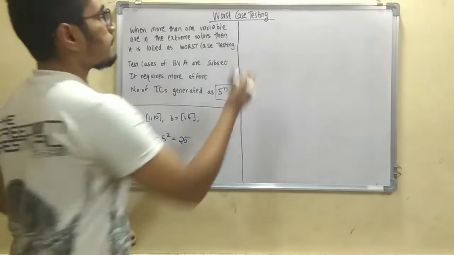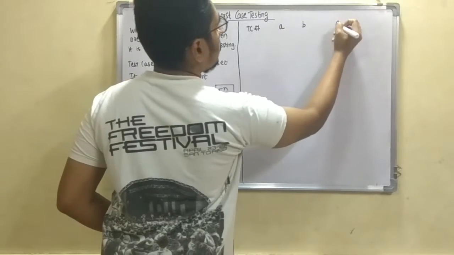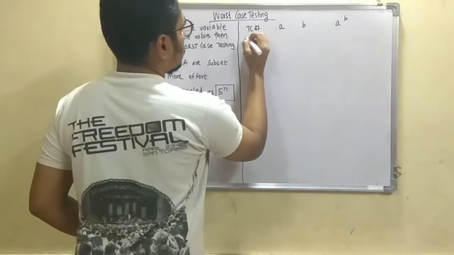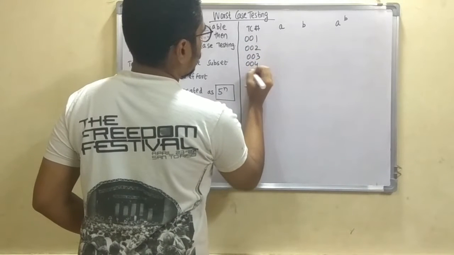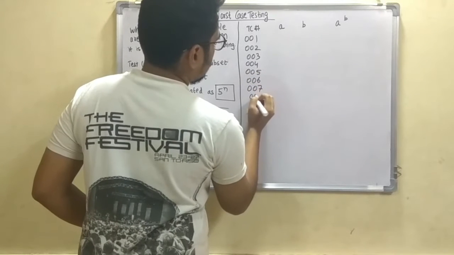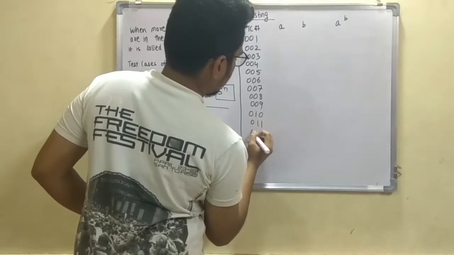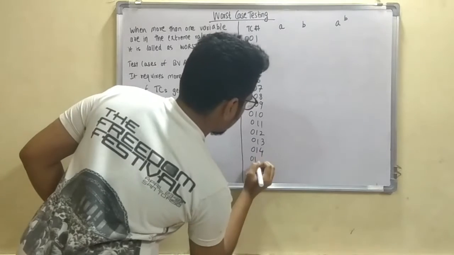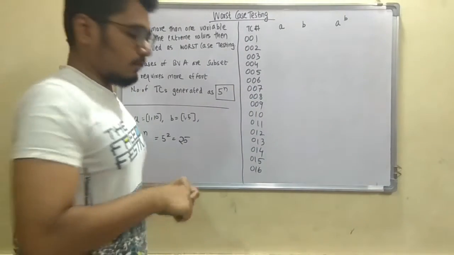So let's get started. First we have the test case number, the A value, the B value, and A raised to B. Next we write the test case numbers: 001, 002, 003, 004, 005, 006, 007, 008, 009, 010, 011, 012, 013, 014, 015, 016, and likewise we have to design up to 025.